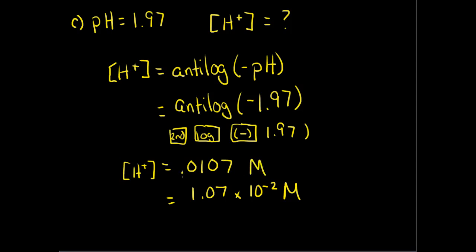How did I do that? I moved my decimal place 2 spots. If you move your decimal place to the right, it's going to be negative. So that's my hydrogen ion concentration from my pH.